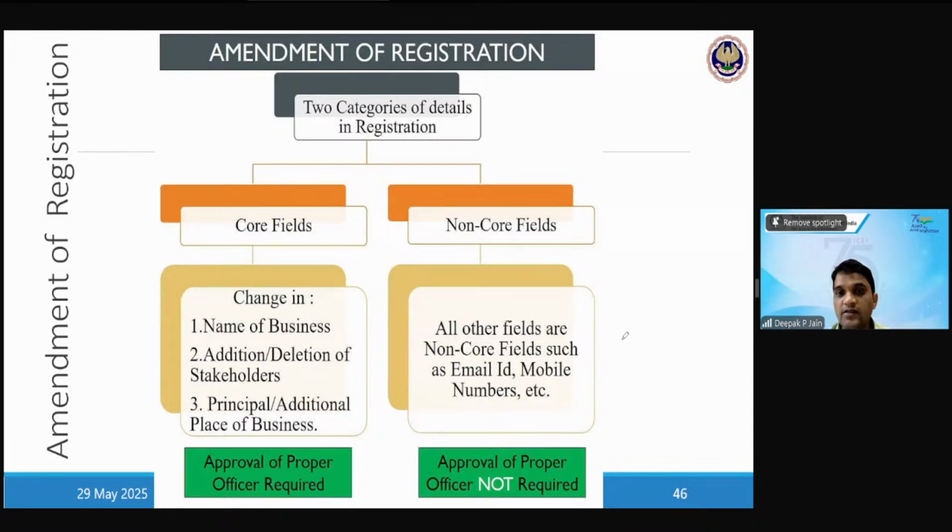But in case of non-core fields, all other fields are non-core fields. That is, basically email ID and mobile number, and the PAN number anyway will be a change in a core field. Basically for email ID and mobile number, you can make changes. You don't need the officer's approval. You can directly get authenticated, give your OTP, and this will get changed. So non-core fields are two, which is easier. Core fields are many, which need the approval of the officer.